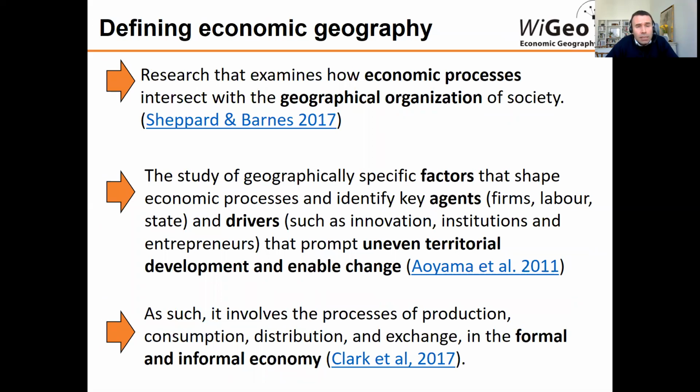So now we go again, in a more serious manner, to defining economic geography. This is how economic processes intersect with the geographical organization of society. I've been talking to you about all of this, and this is about understanding and identifying these key agents: firms, labor, regulations, the role of the state, and the drivers. What are these drivers? These are innovation, institutions, the entrepreneur, the role entrepreneurs play in moving from an idea to a serious investment in a firm, in an industry. I mean, from the secondary sector, industry as a core, the production of goods, transformation of raw material, also to services.